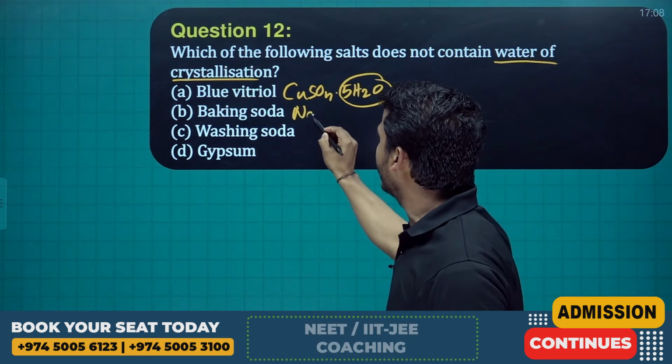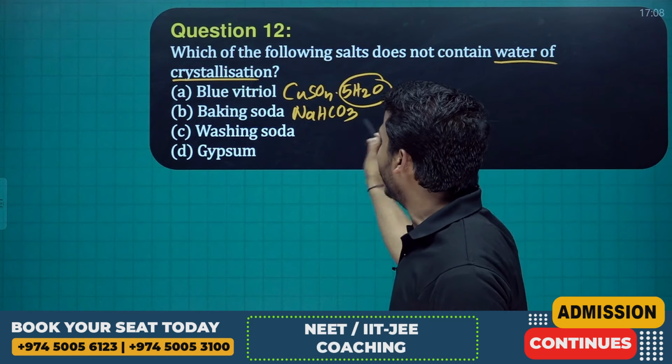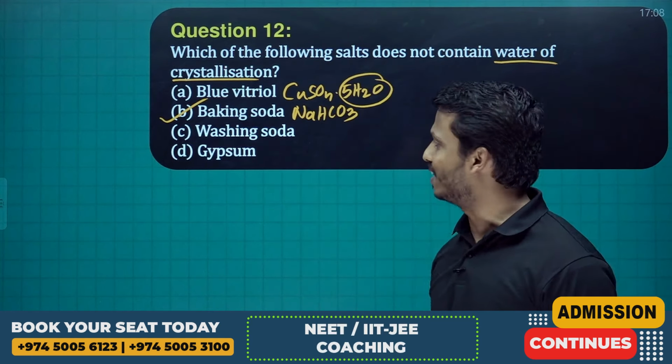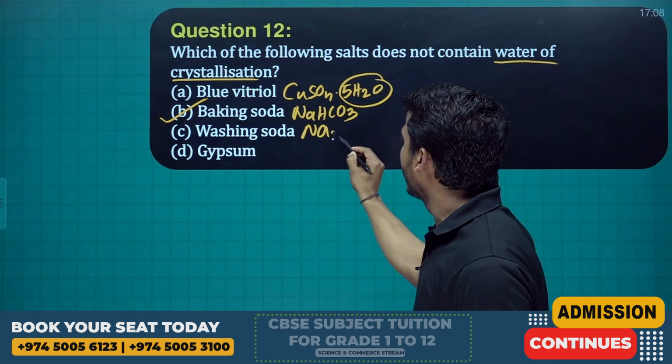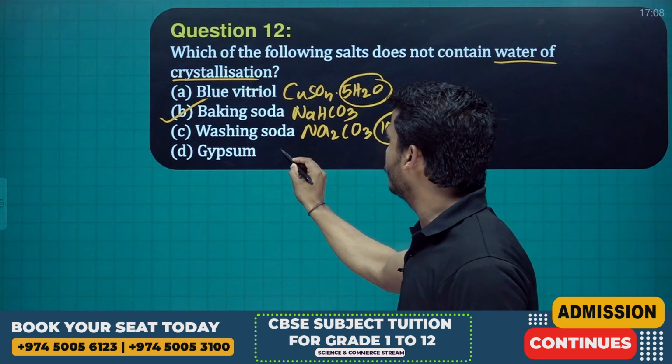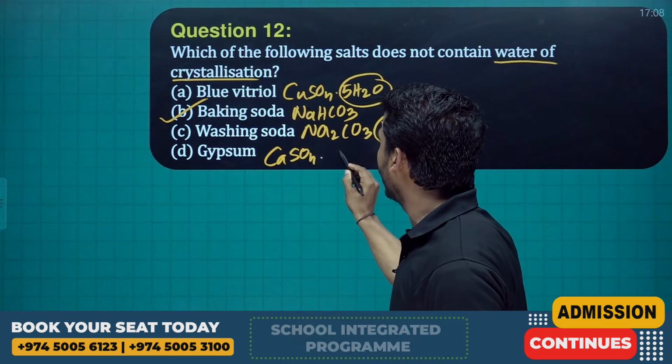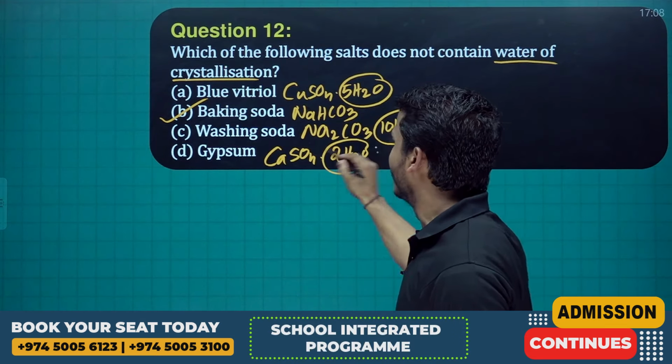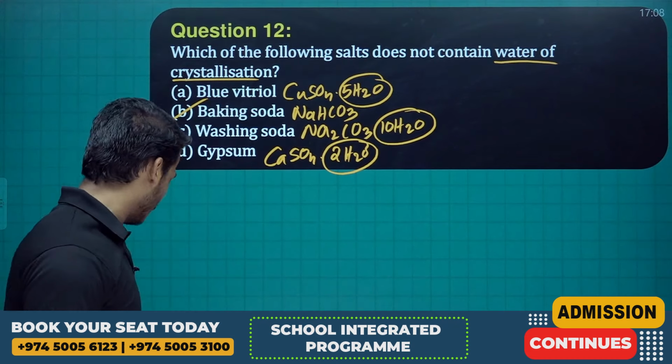What is baking soda? NaHCO3. Yes, it does not have water of crystallization. What is washing soda? Na2CO3 10H2O. Yes, it is there. Gypsum is what? CaSO4 2H2O. It's also there. So option B is the correct answer.